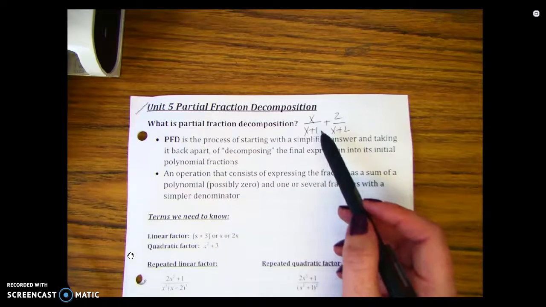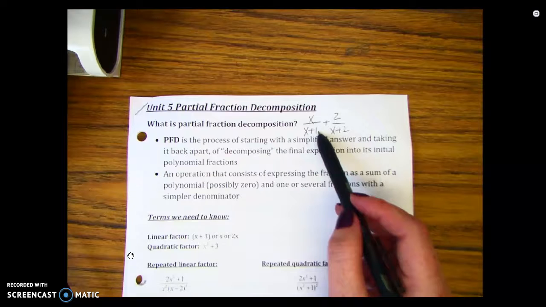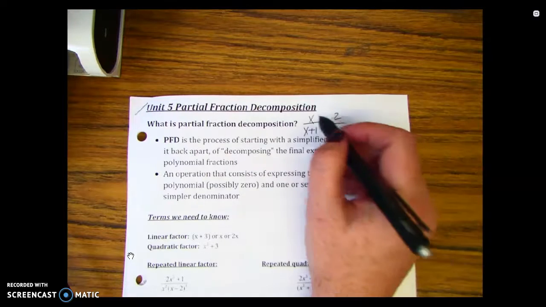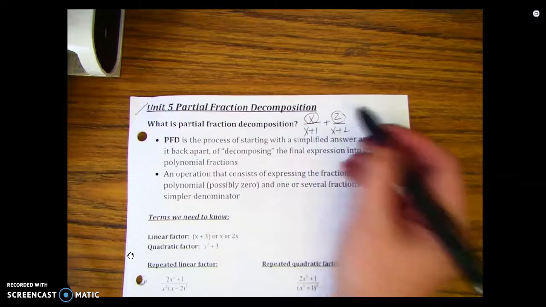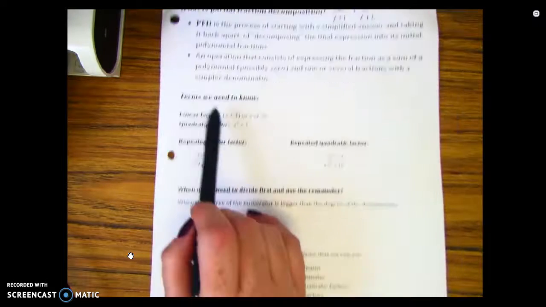We're going to be given the answer, and we're going to have to work backwards and figure out which expressions were added to actually get those values. So what we're going to be doing is trying to find the constants of our numerator, essentially. So just a couple of terms that you need to know here.